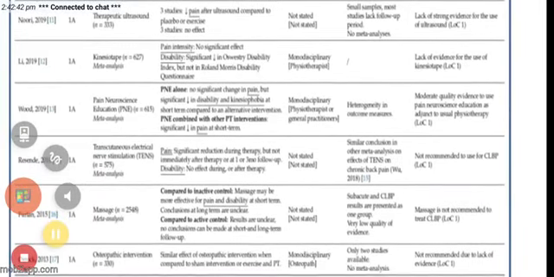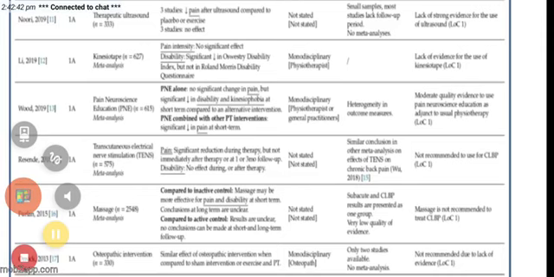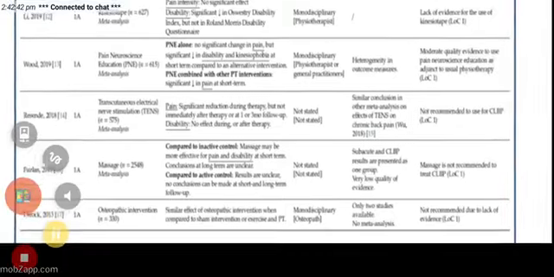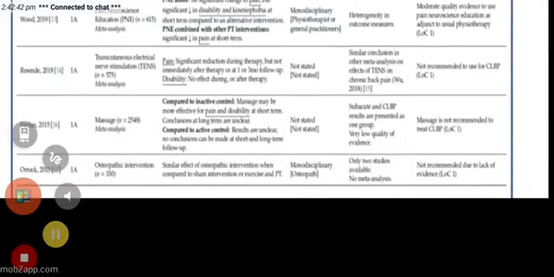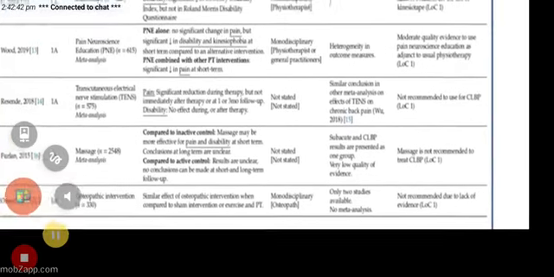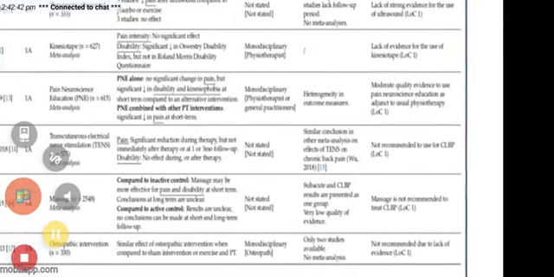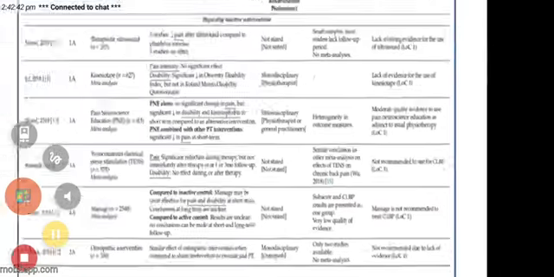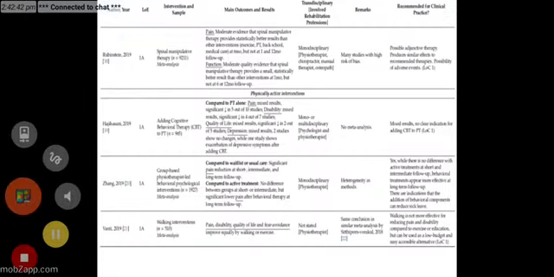Now, there is a study by Rosende 2019 on TENS. They told us that TENS is not recommended for chronic low back pain. In the same way, massage is not recommended in low back pain. Also, there is something called osteopathic intervention. A paper published in 2013 said that osteopathic intervention is not recommended due to lack of evidence. We do not have evidence supporting the use of osteopathy.